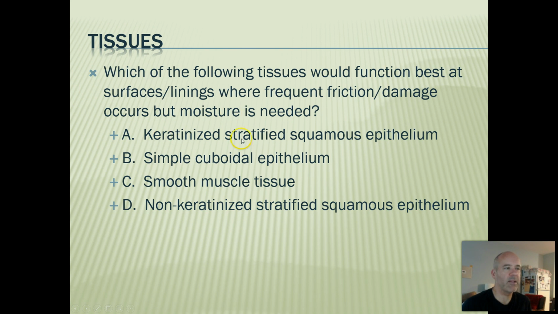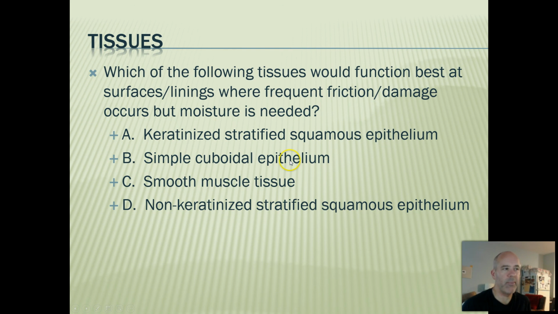All right, how about keratinized stratified squamous epithelium? Where do we find that? Hopefully you're answering the epidermis of the skin. But notice the question says moisture is needed. The keratinization of the skin is a waterproofing substance. So that keeps the skin dry. That's not going to generally be a moist surface. So that's going to help us rule that out.